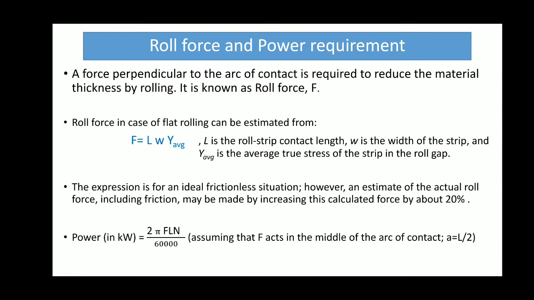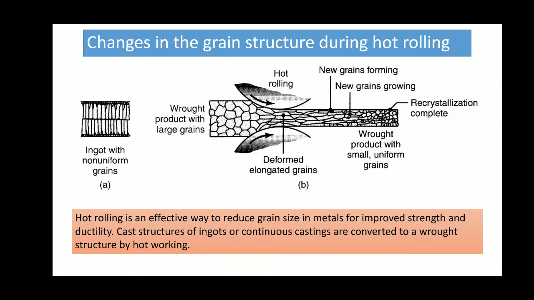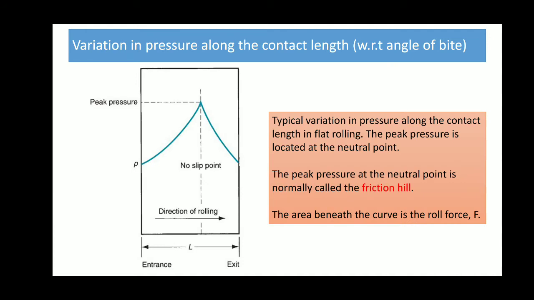Then later on we have discussed the roll forces and the power requirement, and how to evaluate them, and we have also discussed different strategies to reduce the roll forces. Okay, and we have seen the changes in grain structure that occur during the hot rolling process, what its advantages are, and how we can play with the properties of the work material, that is, the part material produced with the rolling processes.